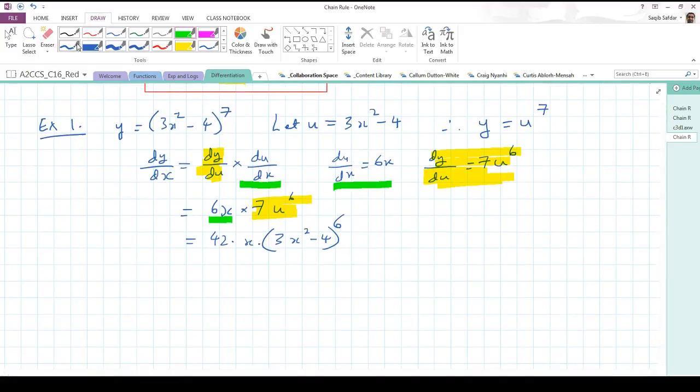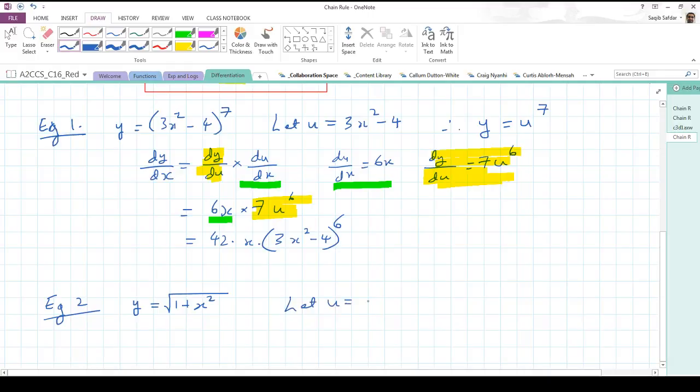Alright, while you're copying that down, I'll just write down example 2. Let's have a go at differentiating y equals the square root of 1 plus x squared. Okay, why don't you have a go at that? And then we'll go over it. I'll give you about a minute. Don't forget, start off by saying let u equals something.